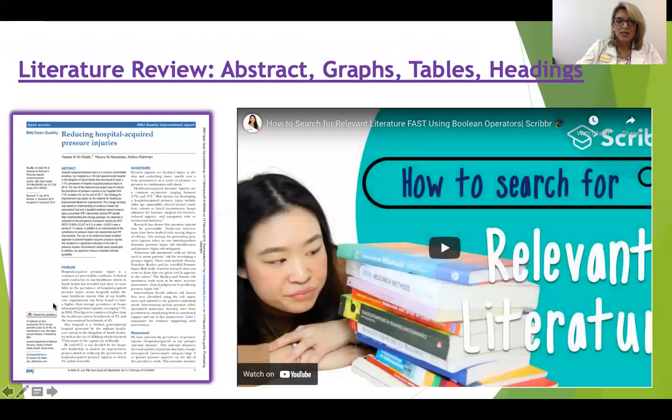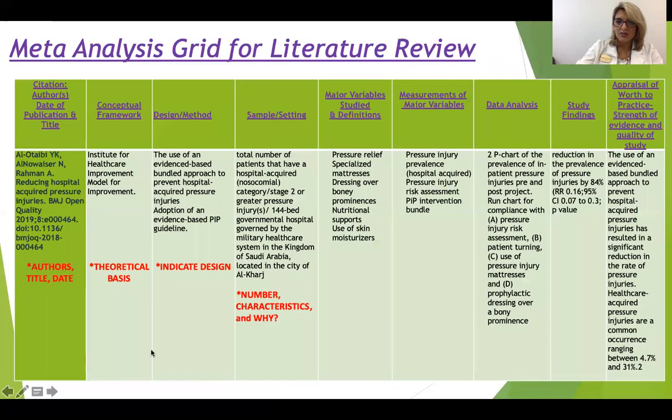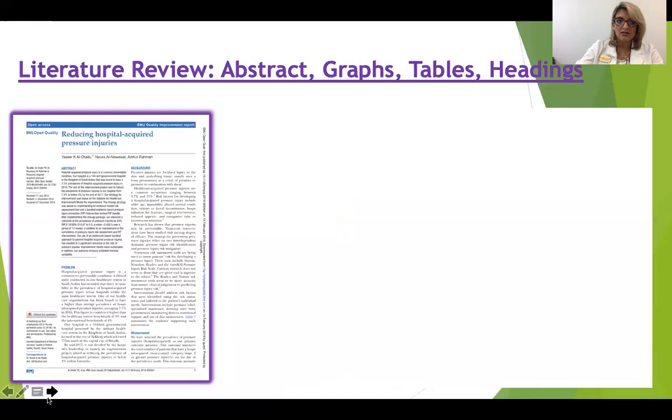In class, we actually did a lit review on this particular article, Reducing Hospital-Acquired Pressure Injuries. That's what this analysis grid is broken down into, and it is up on Canvas, so you can download it if you need another example. Today in class, we will be doing both of the articles you had for your discussion board. We will be reading and doing a meta-analysis breakdown of them, so you can get more practice.